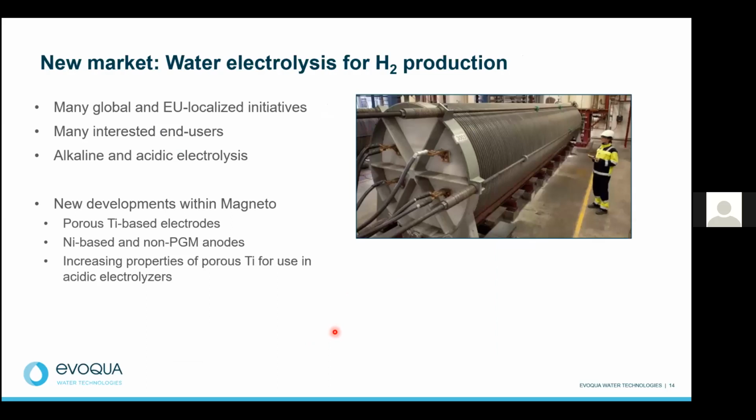Now, this is an interesting segue into this new market, and you might recognize this picture from Thijs's presentation previously. So the new market for us at Magneto especially is water electrolysis for hydrogen production, with the explicit goal of producing hydrogen. At this time, the hydrogen market is still relatively small, but as Thijs pointed out, the interest in hydrogen currently is very large.